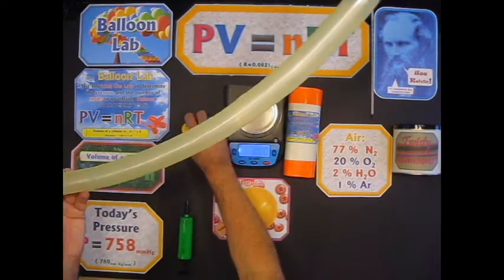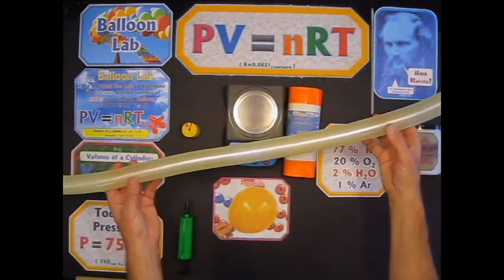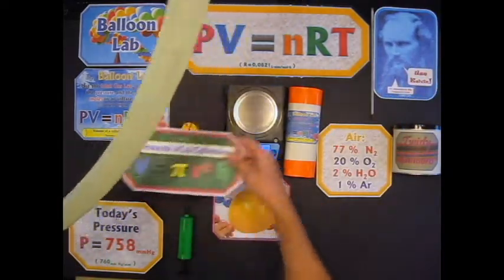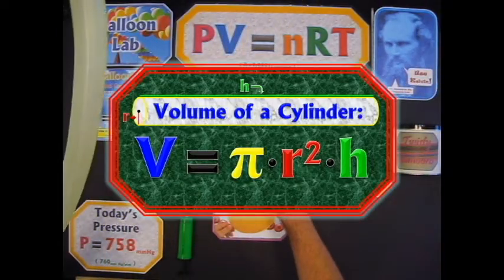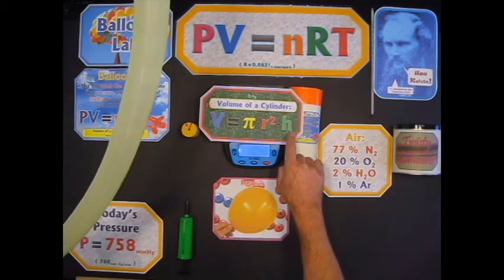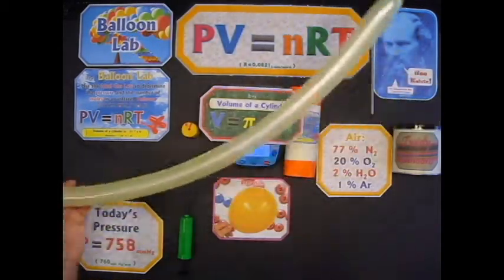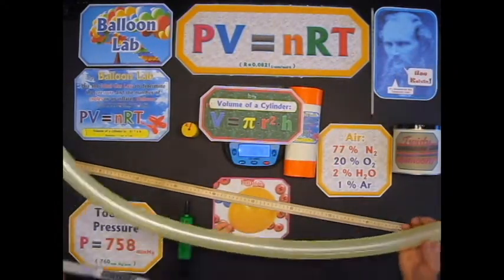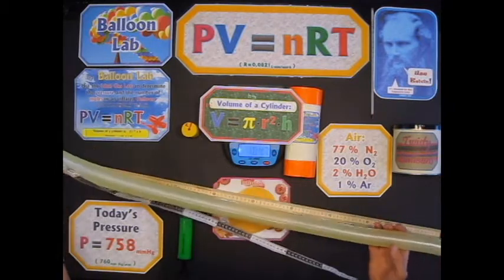In order to get the volume of this balloon now, I'm going to measure what I need for a cylinder. It's pi r squared times h. So I need my r and I need my h. Okay, h is pretty obvious. H is the length. It looks like this one is longer than a meter. So that's why I have this little tape here.